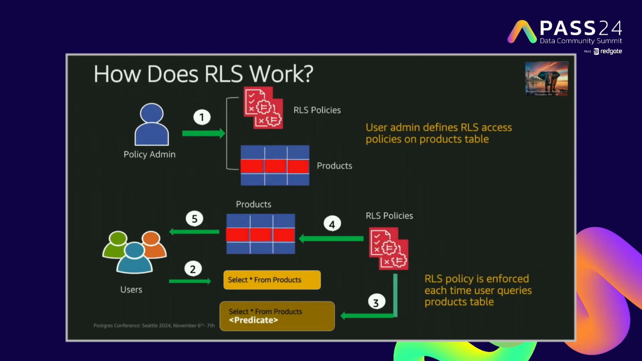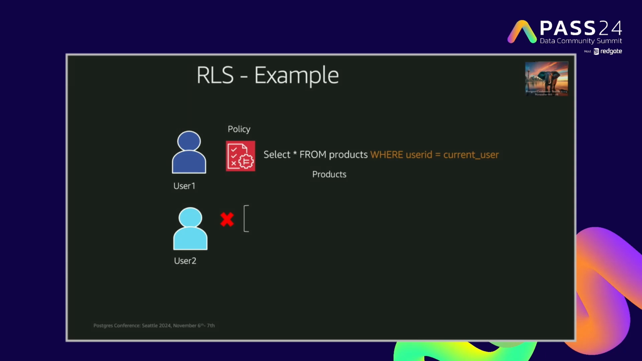All right, so here is an example. Select star from products where user ID equal to current user. Whoever has the session, their ID is taken, and then the equality is evaluated, and you may or may not have access. So that's how it really works. User 1 may have access to something, user 2 may not. That's really the RLS basics. This is what it may look like: user 1 has access to 2 rows in this case, and user 2 would just have access to 1, and so on and so forth.